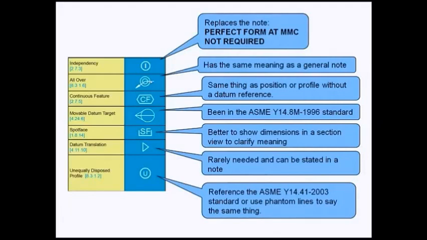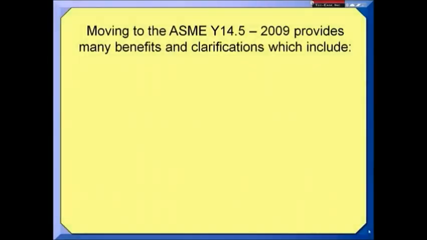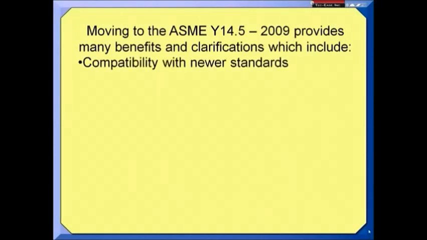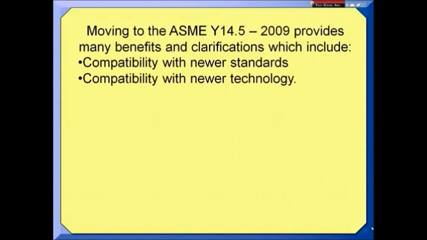So you can reference the Y14.41 standard or use the phantom lines to indicate unequal or unilateral tolerance as we did in 1994. By moving to the 2009 revision, many benefits and clarifications can be realized. There's compatibility with the standards that have been released since the 1994 standard was printed. And the new revision reflects many of the changes that we have seen in our coordinate measuring machine and vision system software. There's clarification of size depending on the function and application.